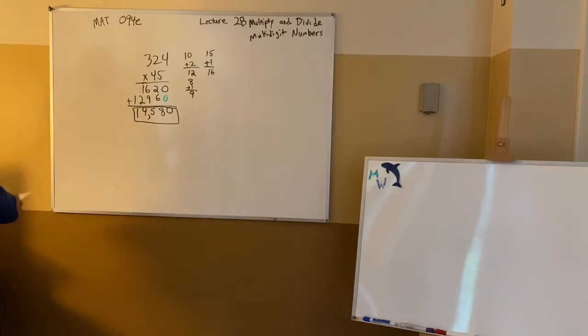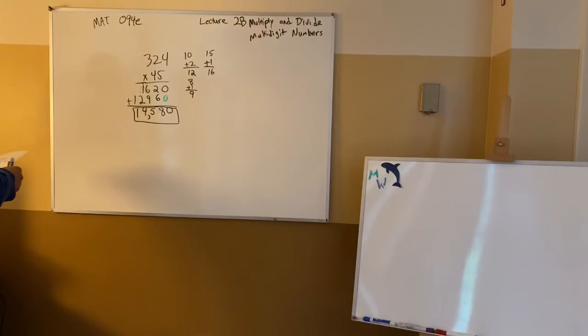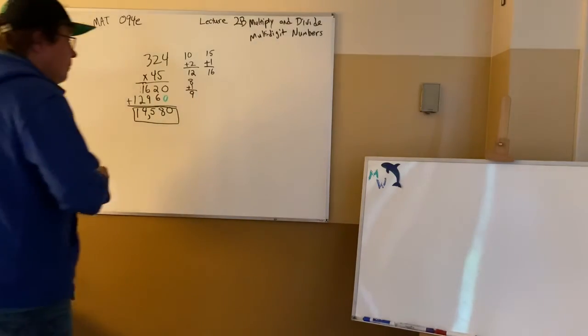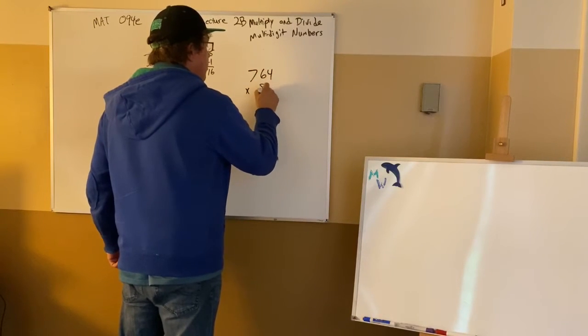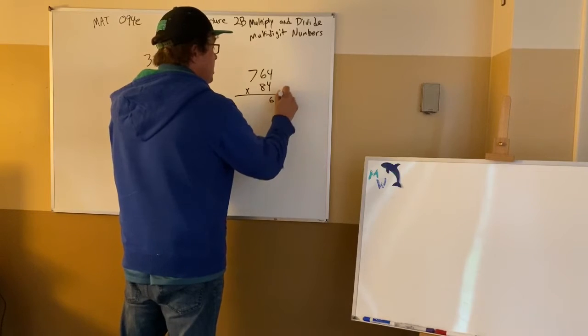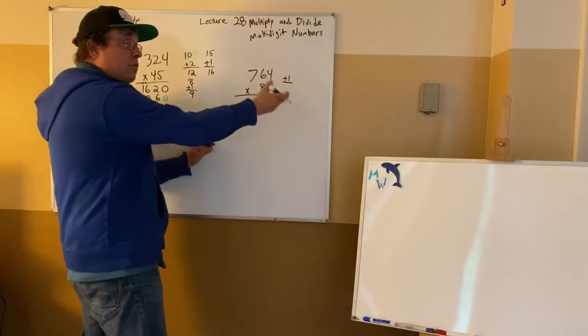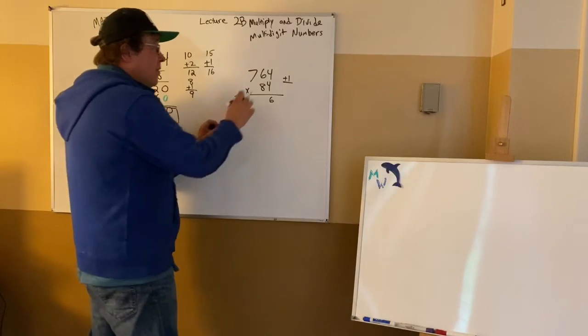I got this other one, pretty much the same thing, looks a little bit larger, maybe not. 764 times 84. All right, here we go. 4 times 4, you need to know it's 16. I'll just say float the 1, which takes the 10 from 16, puts it there for the next digit to come along.